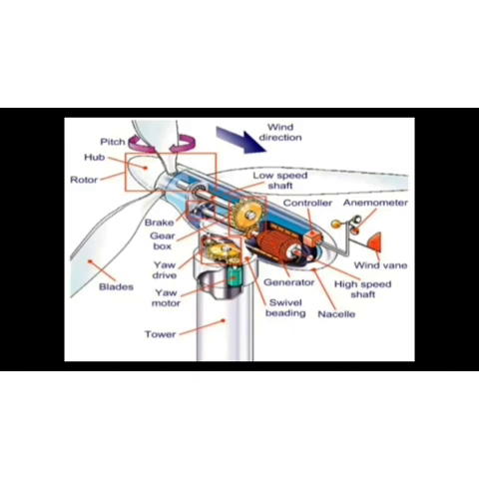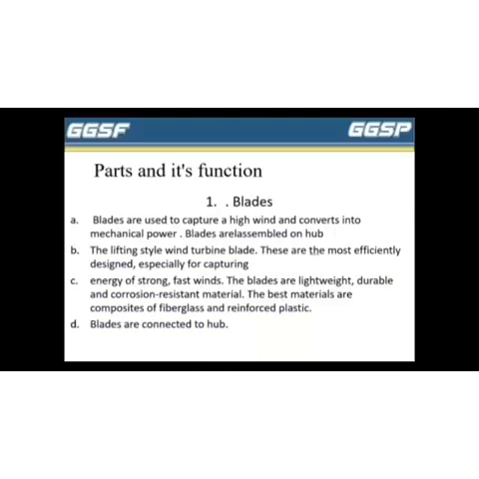There are some parts of a horizontal axis wind turbine: pitch, hub, rotor, brake, gearbox, yaw drive, yaw motor, tower, blades, wind direction, low speed shaft, controller, anemometer, wind vane, high speed shaft, nacelle, generator, swivel, bearing. Parts and function of horizontal axis wind turbine are as follows.